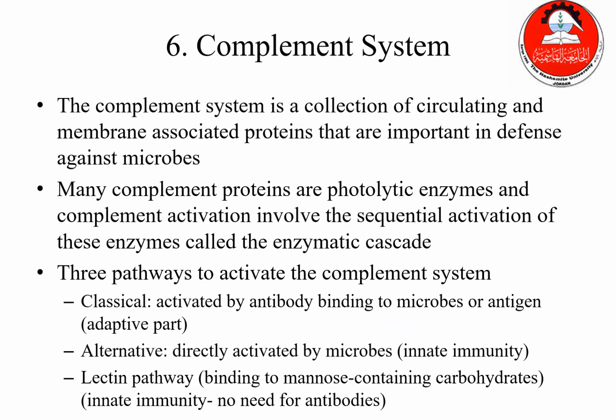The sixth component is the complement system. The complement system is a collection of circulating and membrane-associated proteins that are important in defense against microbes. The complement system proteins are all synthesized in the liver, and they are released into the circulation. Many complement proteins are proteolytic enzymes, and complement activation involves the sequential activation of these enzymes called enzymatic cascade.